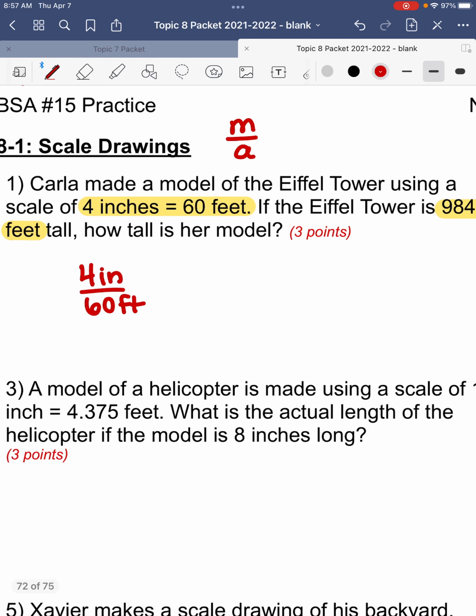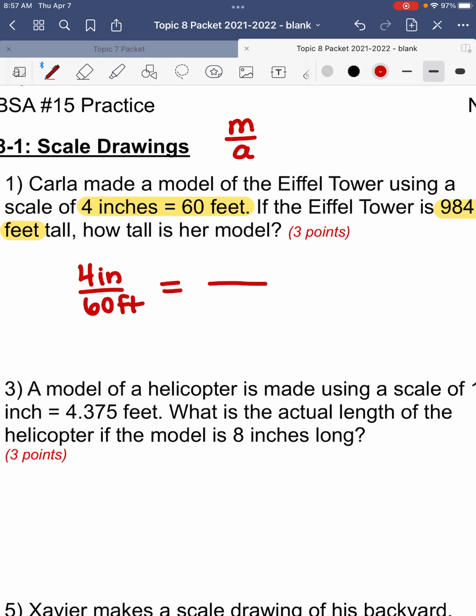Okay, so now we're going to have a second fraction, and the only other measurement I know is 984 feet. So because it's feet and I keep feet on the bottom, I'm going to put 984 on the bottom. Okay, and then I'm going to put an X on top. That's the value that I'm trying to find. How tall is her model? So now I'm ready to cross multiply.